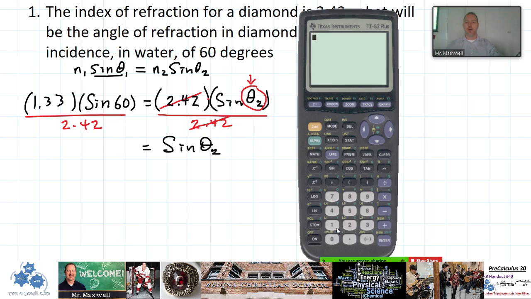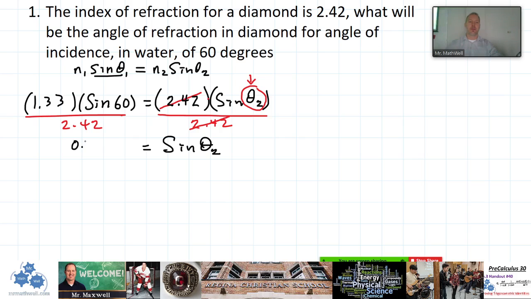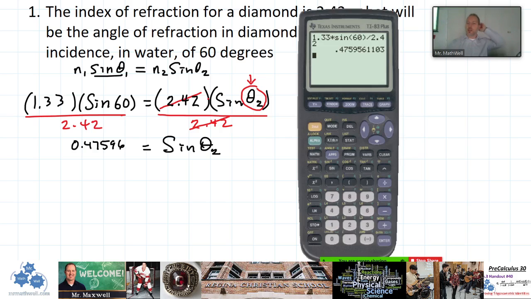So why don't we do that? 1.33 times sine of 60, bracket, divided by 2.42. And that's a decimal, 0.4759, 0.47596, something like that. Okay, so we're going to use that whole decimal here soon.